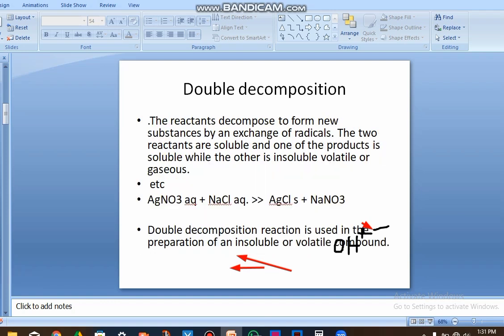Okay, so this is double decomposition. I think this one is the fourth or the fifth one. Okay, let's continue. Double decomposition: the reactants decompose to form new substances by an exchange of radicals. I think I've explained the meaning of radicals to you.